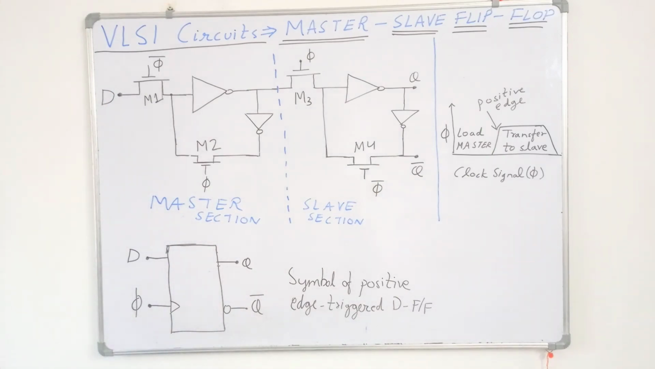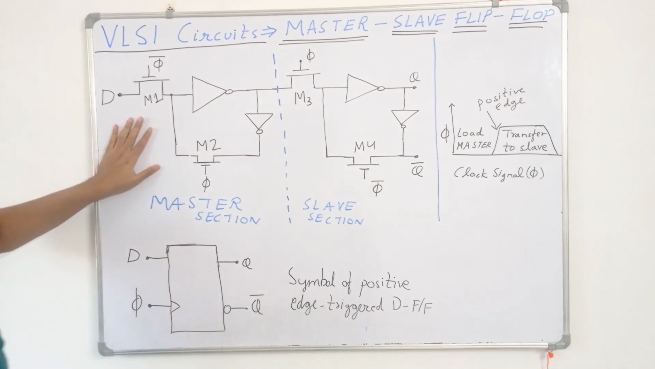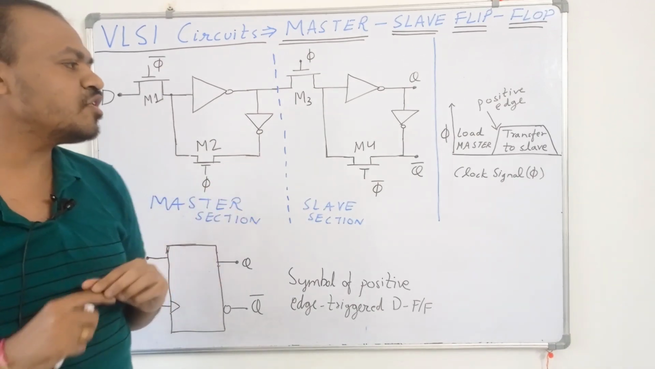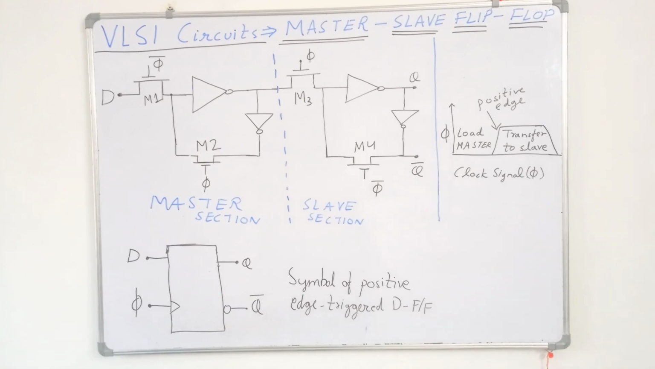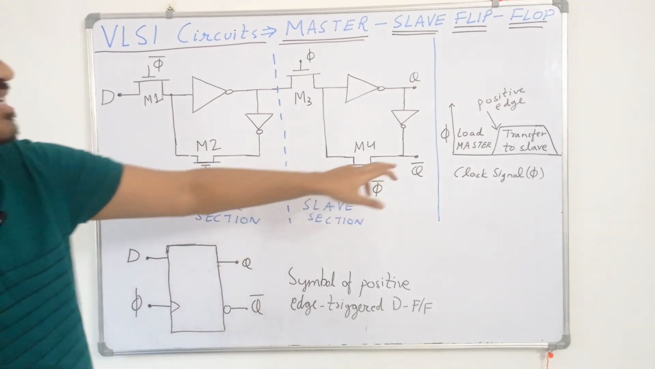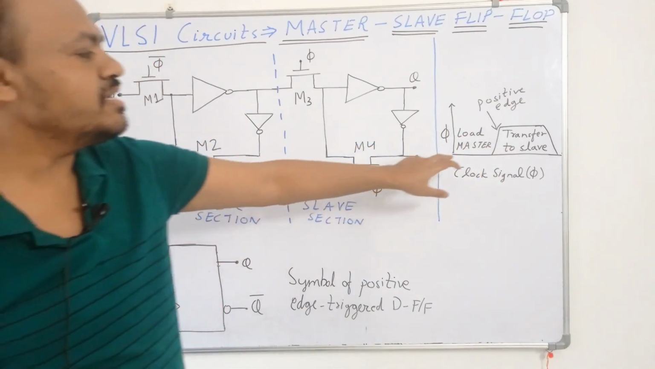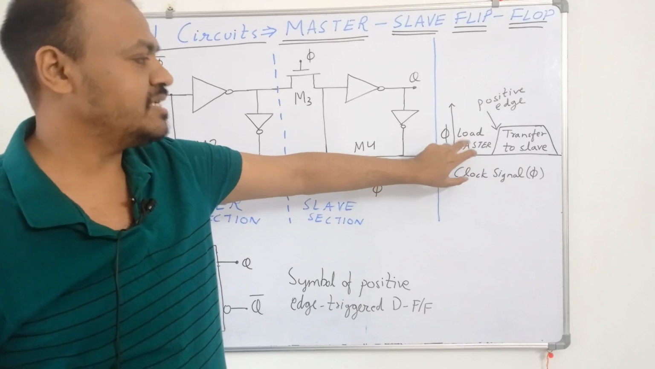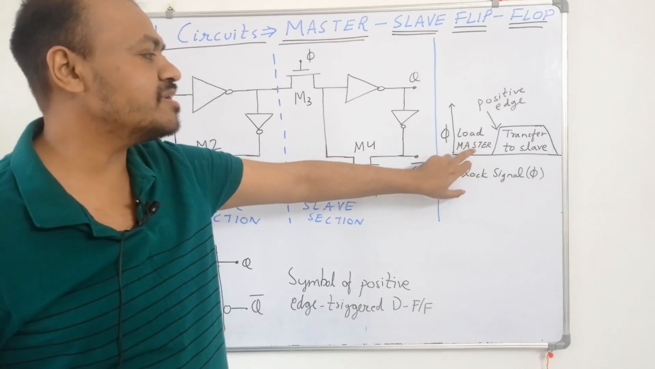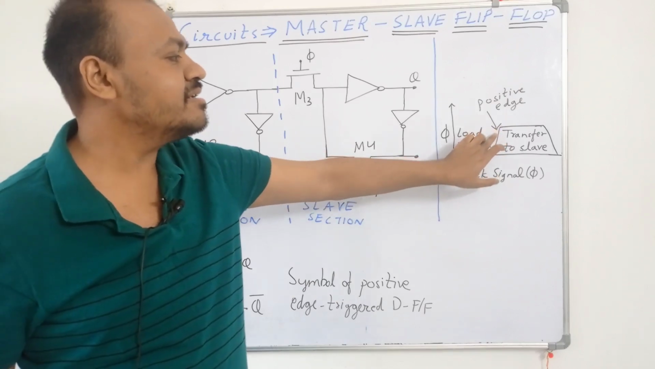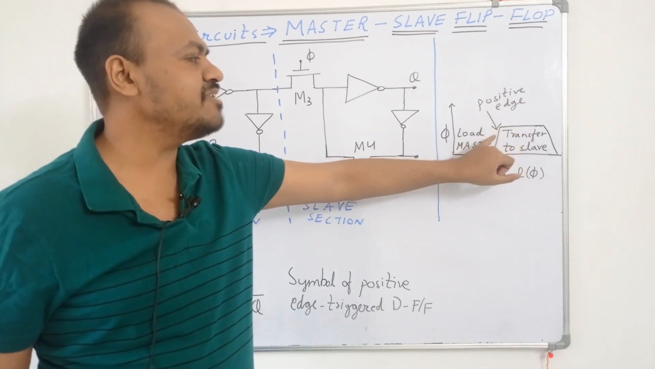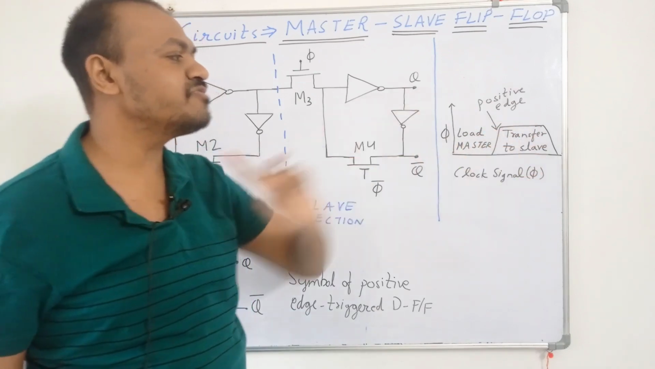The clock signal phi is used to control the operation and provide the synchronization. So you can see this is the diagram. We have the clock signal phi. When it is 0, the master will be loaded with the input data bit, and when it goes to 1 after a positive edge, the data bit is transferred to the slave.